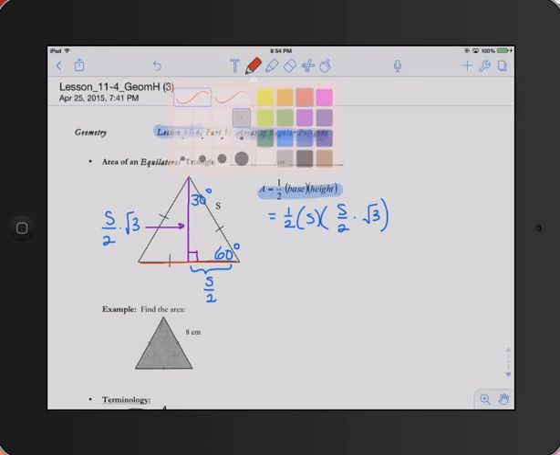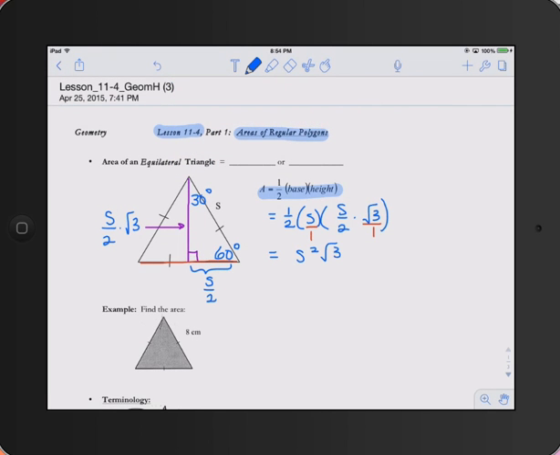Now, just to make sure we remember everything that's in the numerator there, I'm going to put those over 1. So if you just multiplied those straight across, the top would become s squared root 3, and the denominator would be 4. So that is a new formula which works to find the area of a triangle that is equilateral. This is only for triangles that are equilateral. So only for equilateral triangles. No other kind of triangles, no other kind of equilateral polygons, only equilateral triangles.